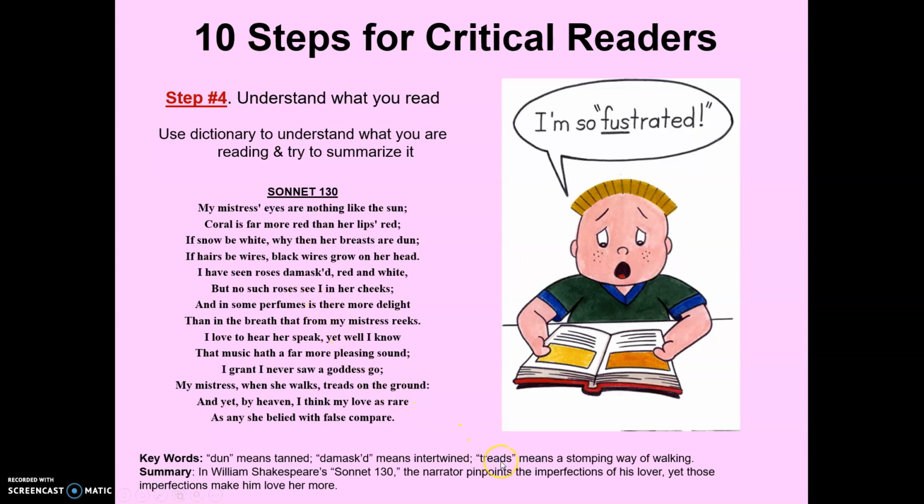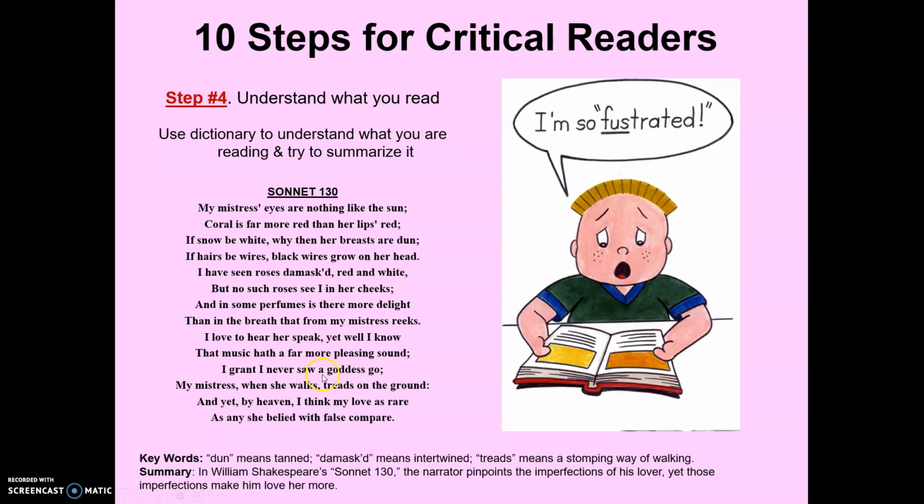And then the word treads, well, that just means a type of stomping. It's like a hard type of walking. And he writes this when he says, my mistress, when she walks, treads on the ground. Now, what treads? Horses, donkeys. It's not an elegant kind of walking. So if Shakespeare's saying, my mistress is treading, he's trying to say she is not walking like a goddess. She kind of has like a rough sort of walk.